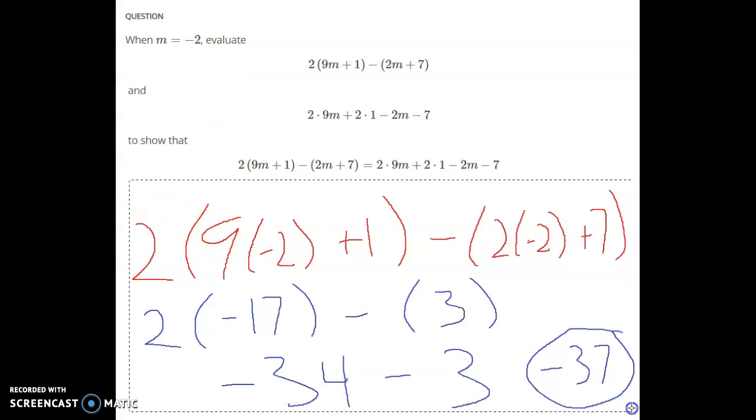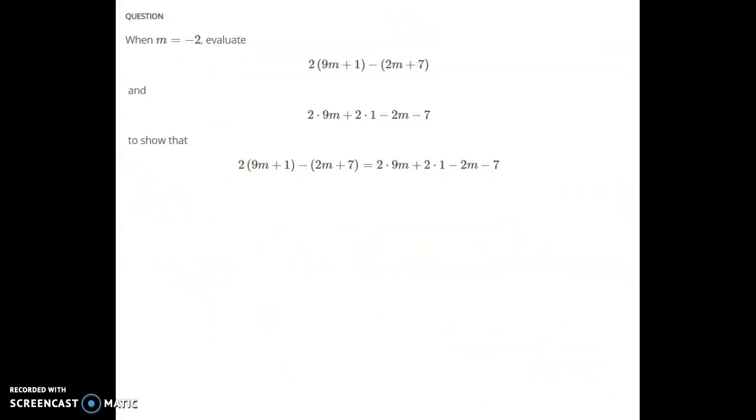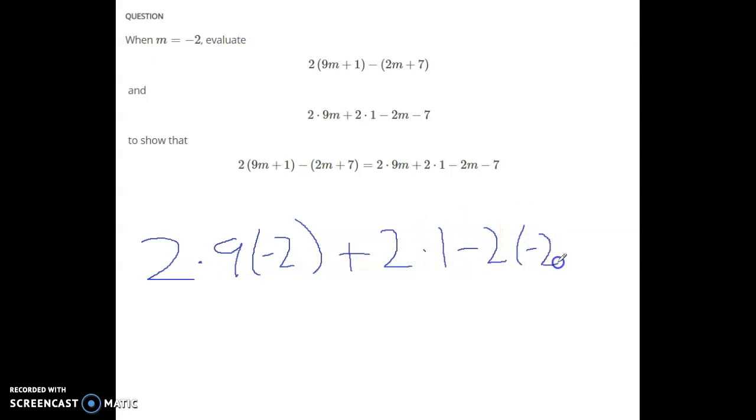I should get the same exact result plugging it into the second expression. That's the goal, is to show that they are equal. So on the second expression, 2 times 9 times our m, which is -2, plus 2 times 1 minus 2 times -2 minus 7.